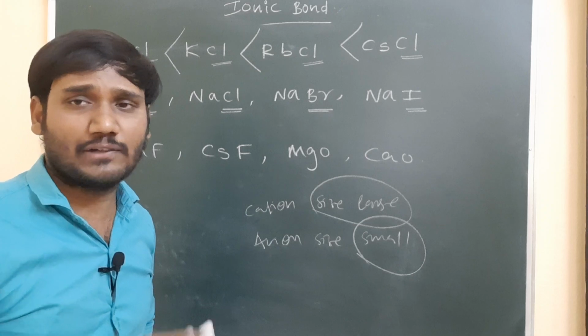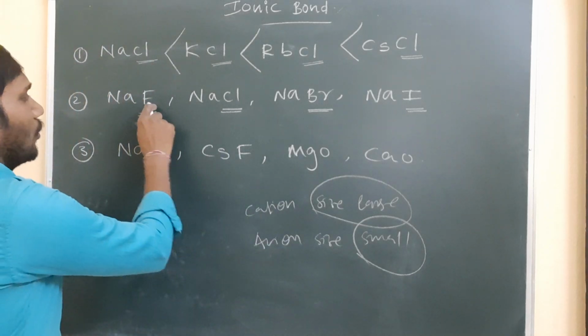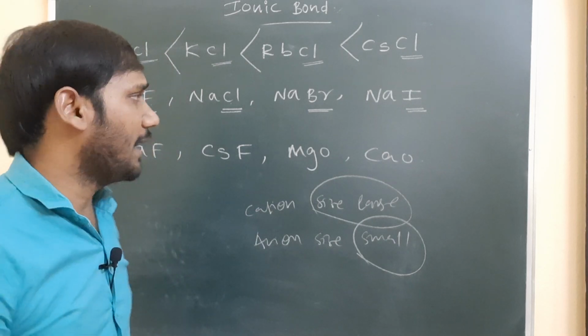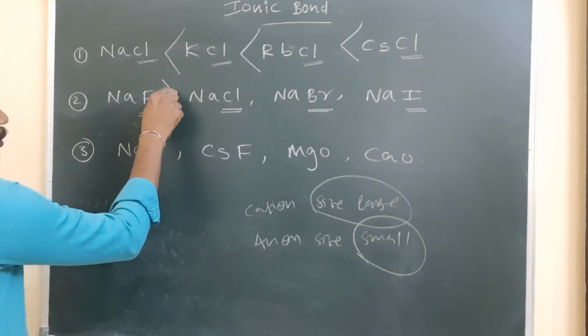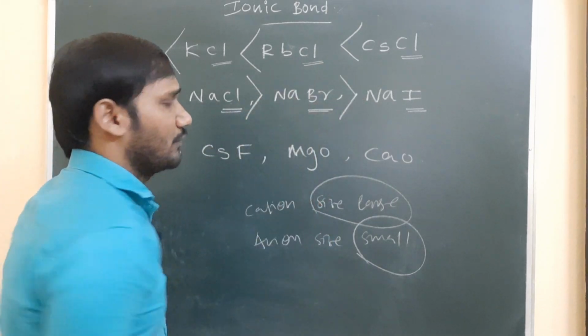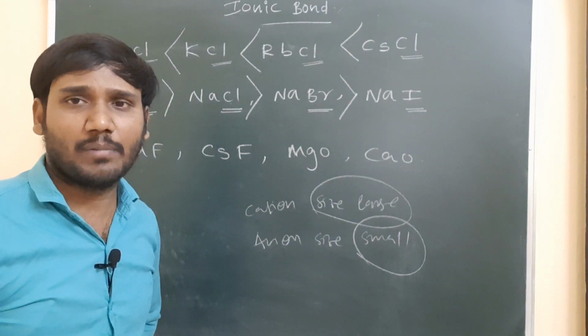For a favorable condition, the anion size should be small. So which is the smallest? Fluoride, chloride, bromide, iodide, from top to bottom. Top to bottom the size increases, which means the fluoride ion size is small. So a small anion size is favorable for ionic bond formation.